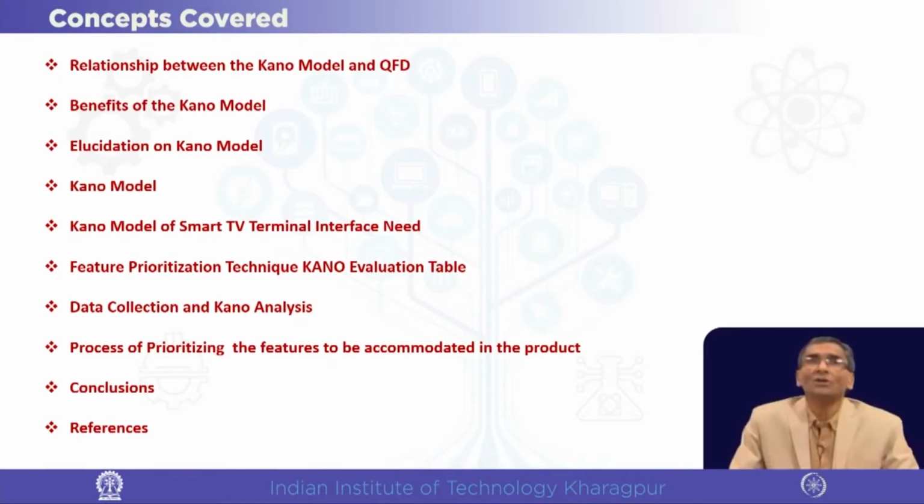We would first talk briefly about the concepts covered here, that we had discussed on QFD earlier, and we will take the cue from that and see the relationship between QFD and Kano. Then we will move on to the Kano model, its elucidation and description, and then examples. Finally, we will check how the analysis is done in the Kano model for feature selection in product design.